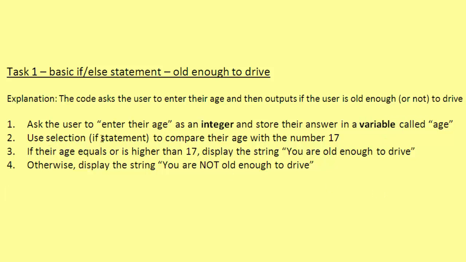On the next line of code, use selection, which is the if statement, to compare using comparison operators their age, which they just entered, with the number 17. Well, in the UK, 17 is when you're old enough to drive. If the age equals or is higher than 17, display the string you are old enough to drive. Otherwise, display the string you are not old enough to drive. So keep this on the screen, pause the video, and then have a go at coding that.